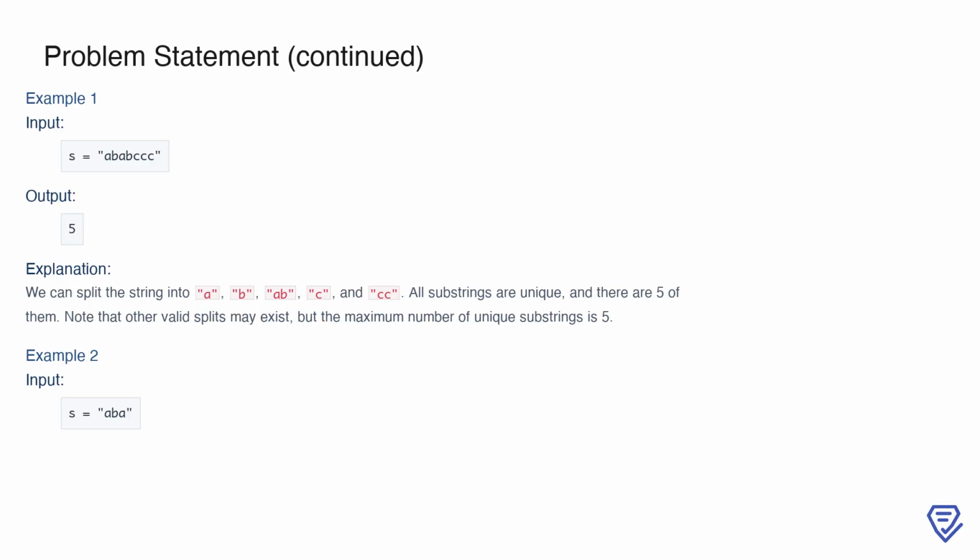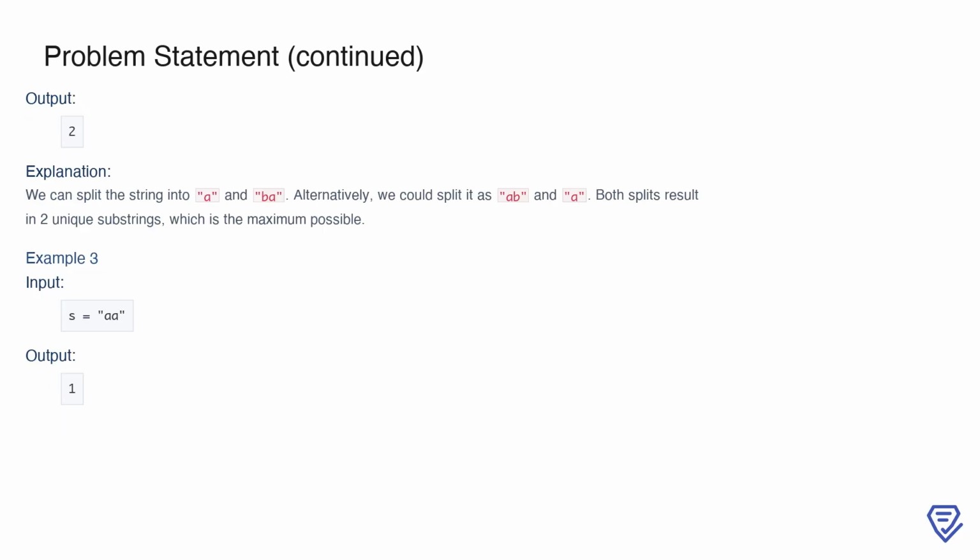Next, take the input string S equals ABA. For the string S equals ABA, one way to split it is into A and BA, which gives 2 unique substrings. Alternatively, you could split it as AB and A. Both of these approaches result in 2 unique substrings, which is the maximum possible count.